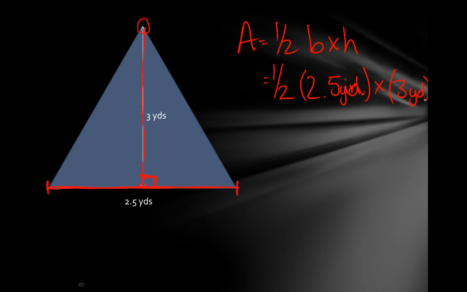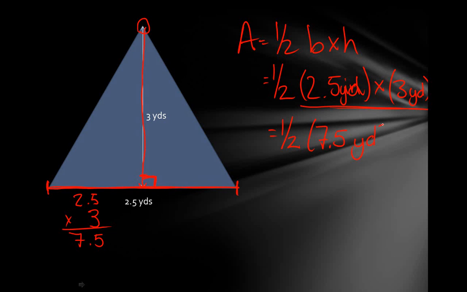Now from here, I've set it all up. That's the hard part, I think. Now we're just multiplying stuff out. So again, I like to take the 2.5 times the 3 first. And if you do that, you get 7.5. So I come over here and I multiply 1/2 times 7.5. And I've multiplied my units already by doing the 2.5 times 3, so I copy that down as yards squared.